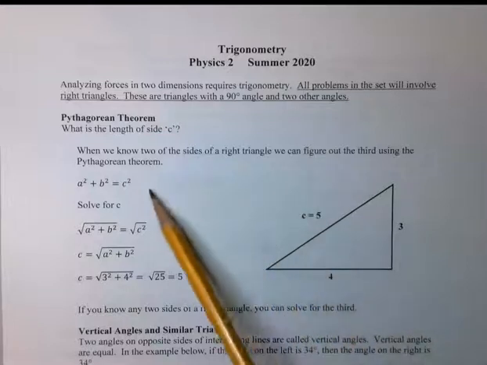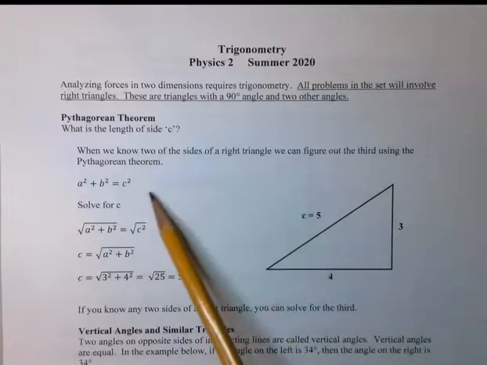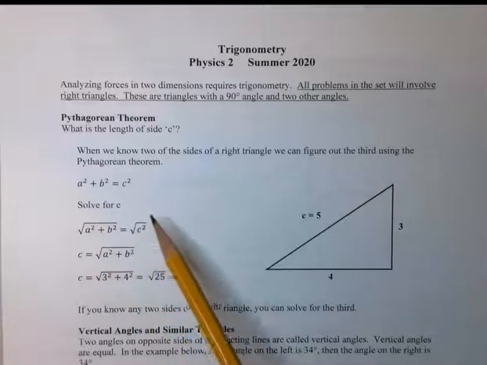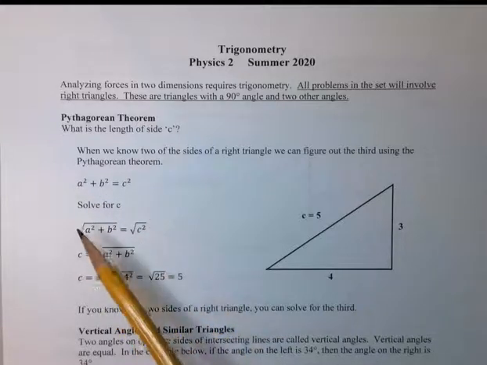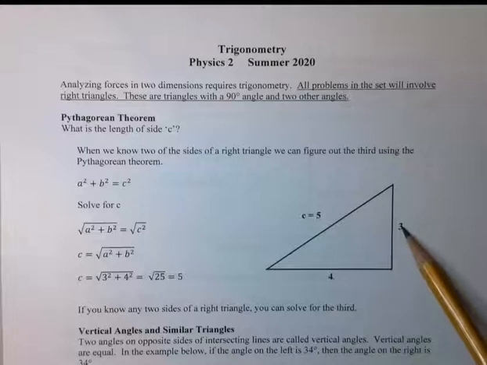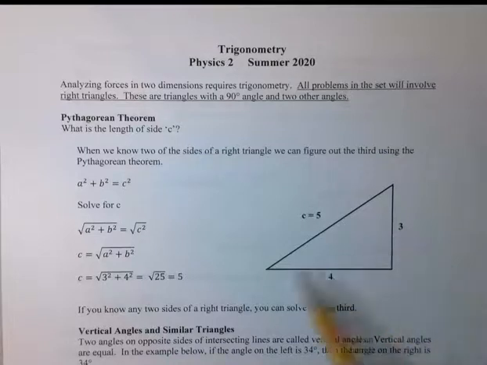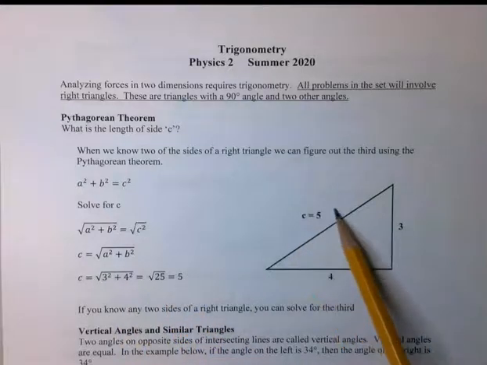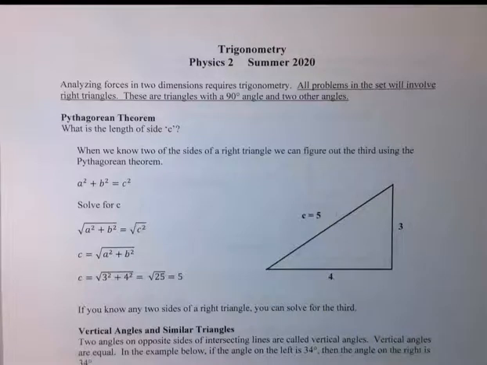The way you solve this for c is you take the square root of both sides. The square root of c squared gives you c, and then the square root of a squared plus b squared. So 4 squared is 16, 3 squared is 9, and 16 plus 9 is 25. If you take the square root of 25, you get 5. And that's the answer you come up with right there.